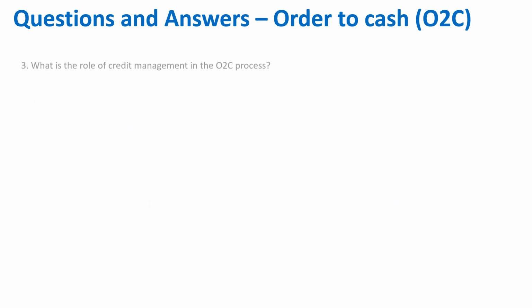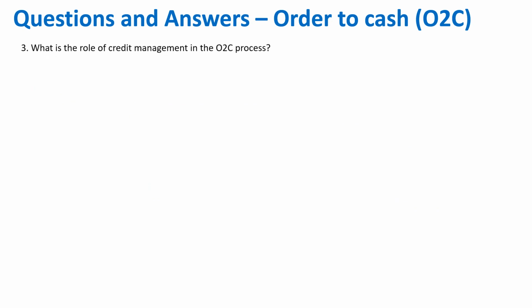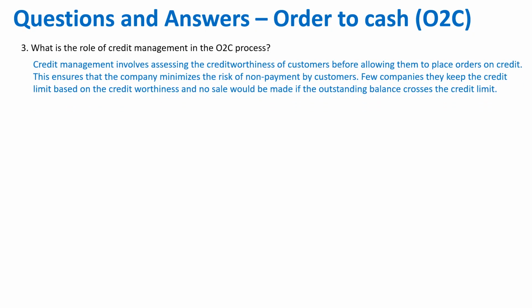Next question. What is the role of credit management in the O2C process? So there will be a team or there could be a person who will be managing the credit terms for the customers. Credit management involves assessing the creditworthiness of the customers before allowing them to place orders on credit. This ensures that the company minimizes the risk of non-payment by the customer. And few companies keep a credit limit based on creditworthiness, and no sale would be made if the outstanding balance crosses the credit limit.